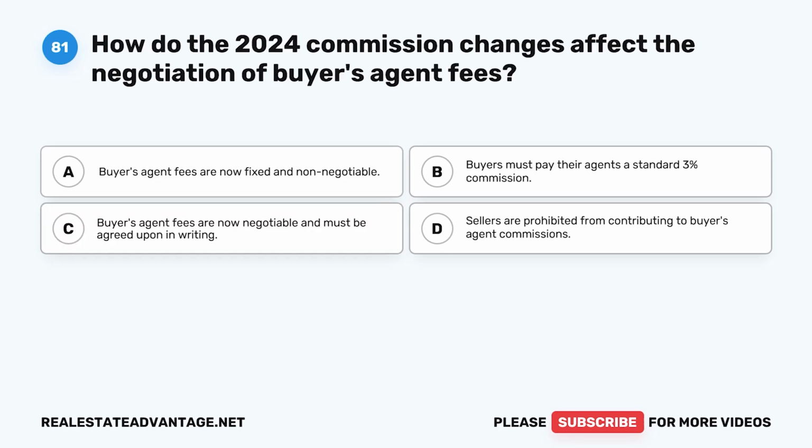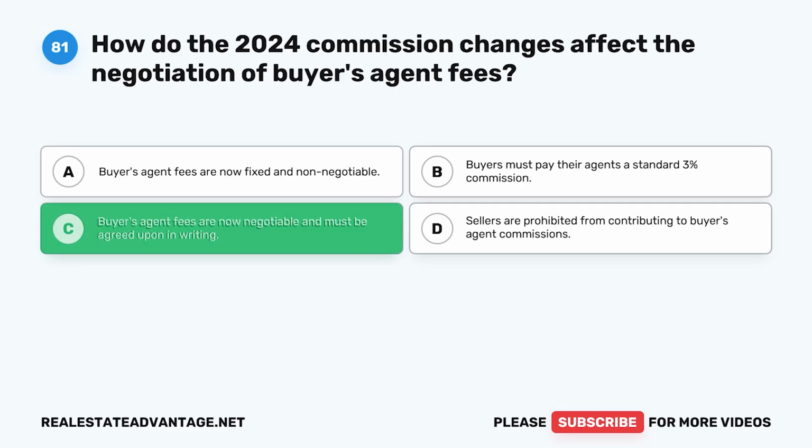Question 81. How do the 2024 Commission changes affect the negotiation of buyer's agent fees? A. Buyer's agent fees are now fixed and non-negotiable. B. Buyers must pay their agents a standard 3% commission. C. Buyer's agent fees are now negotiable and must be agreed upon in writing. D. Sellers are prohibited from contributing to buyer's agent commissions. The correct answer is C. Buyer's agent fees are now negotiable and must be agreed upon in writing.